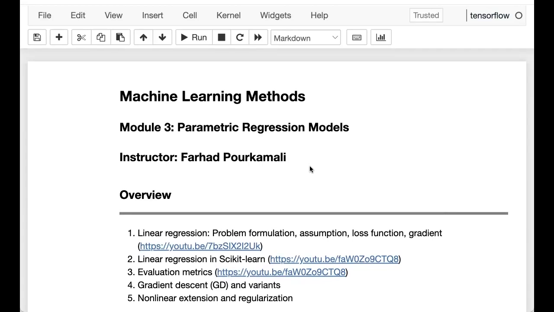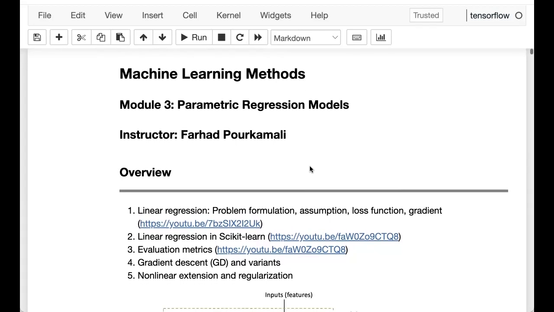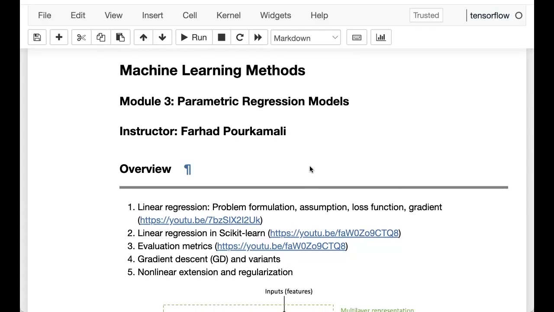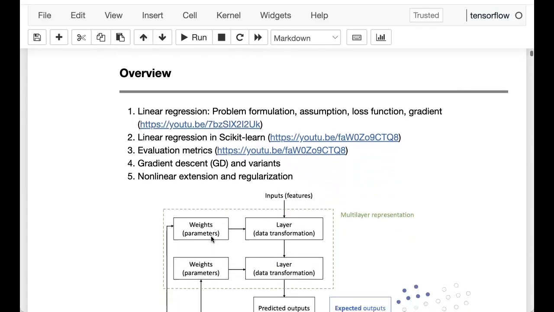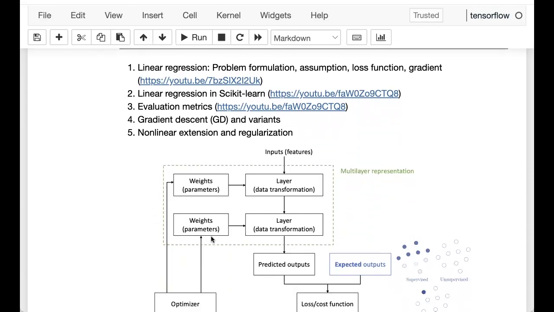Hello everyone. In the last part of this module, parametric regression models, we will discuss polynomial features to extend this concept of linear regression to solve complex nonlinear problems. This will also allow us to explain a very important phenomenon in machine learning known as the Bias-Variance Tradeoff. And after that, we will conclude this module by discussing regularization techniques, which aim to control the complexity of machine learning models.